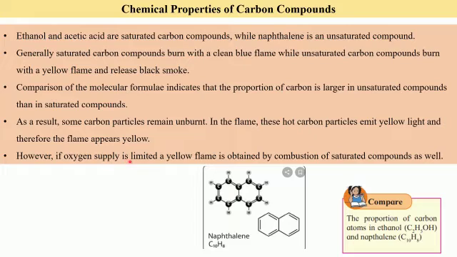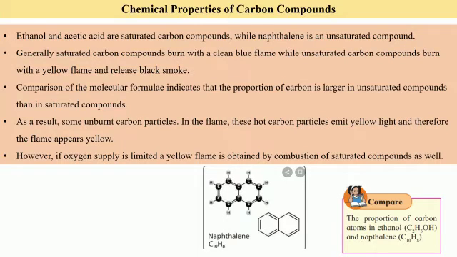However, if oxygen supply is limited, a yellow flame is obtained by combustion of saturated compounds as well. So we know that for combustion, that is burning, we require oxygen. So if there is insufficient supply of oxygen, even saturated compounds will give rise to a yellow flame, and that will be on account of the incomplete burning of the carbon. Whenever the burning of carbon remains incomplete, it gives rise to black smoke and it causes pollution.